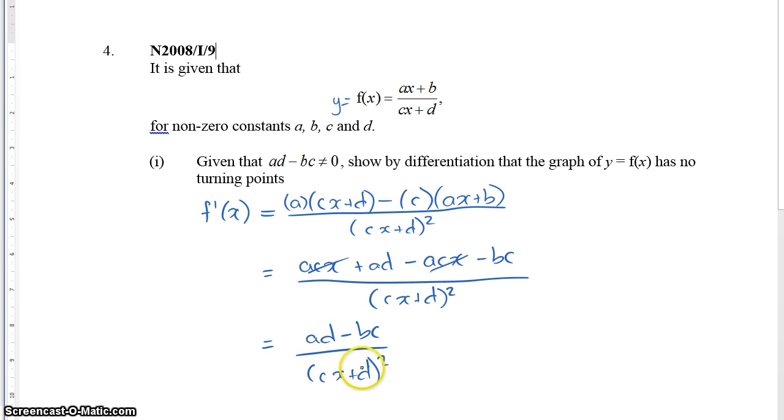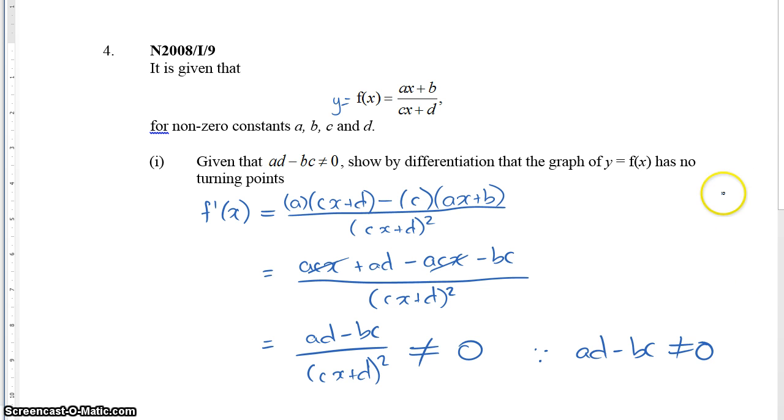So what can you tell me about this number? Well, this bottom line is always non-negative, so it can't ever make the whole thing 0. The denominator can't give us a 0 because if it gave us a 0, we'd get an asymptote, and it can't give us an infinity by definition. So the whole thing is, you can only get a 0 here if ad minus bc is equal to 0. But ad minus bc is not equal to 0, therefore the whole thing is not equal to 0.